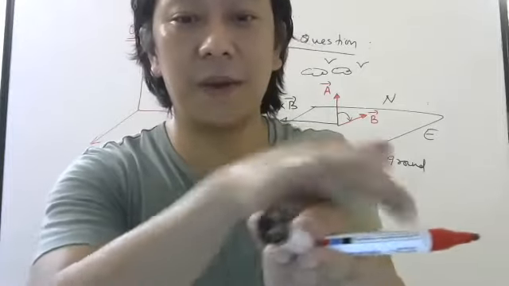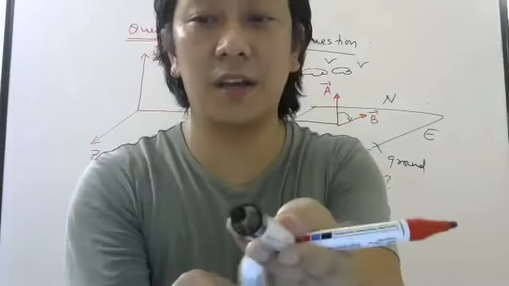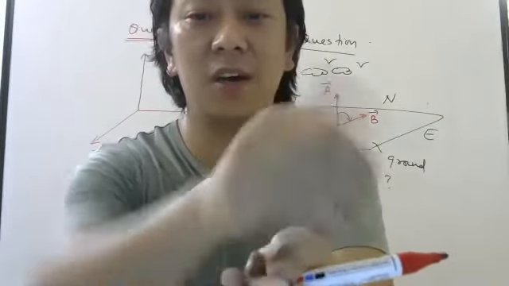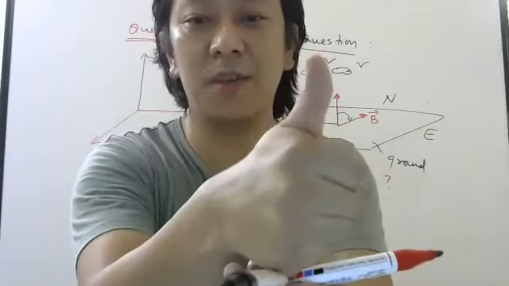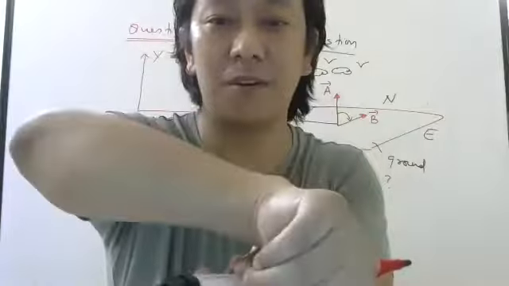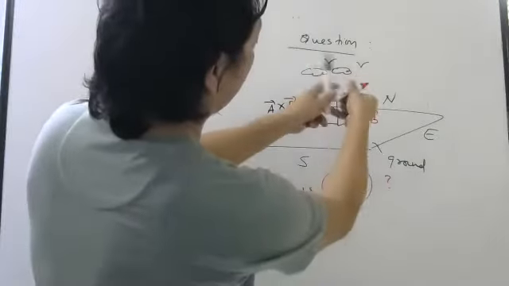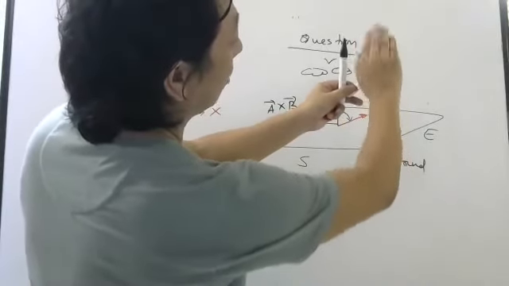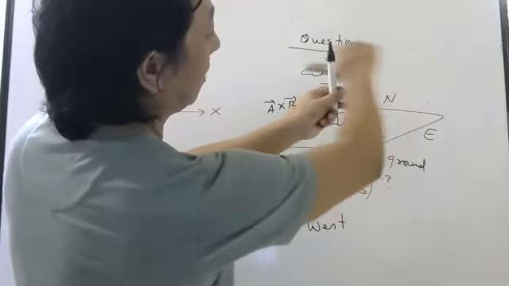So if this is A bar, this is B bar, the cross product will be either here or here. To find that, you just have to do A cross B or B cross A. It depends on what they want: A cross B up, B cross A down. So here, this is your A, this is your B. Rotate your fingers this way, A cross B in this plane. So this will be your A bar cross B bar.